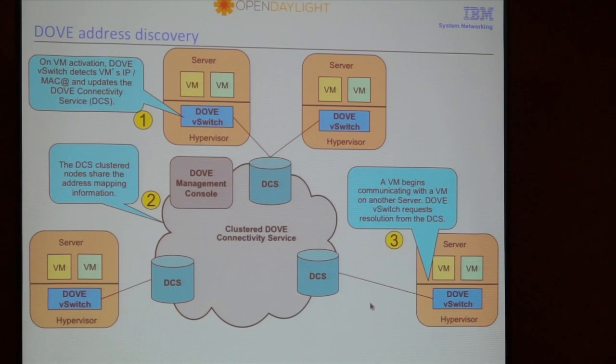Now when a VM wants to communicate with a VM on some other host, the vSwitch, if it doesn't know where it resides, will request address resolution from the DCS. The DCS will tell it where it is, and then it knows which vSwitch it resides on and which tunnel therefore to send it on, and it also caches that information locally at the vSwitch. And it gets invalidated when the VM moves and the DCS learns about a new location, for example.